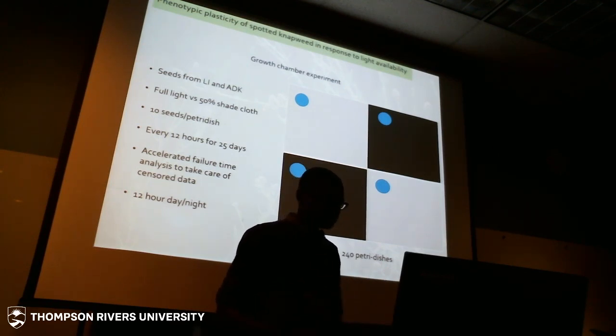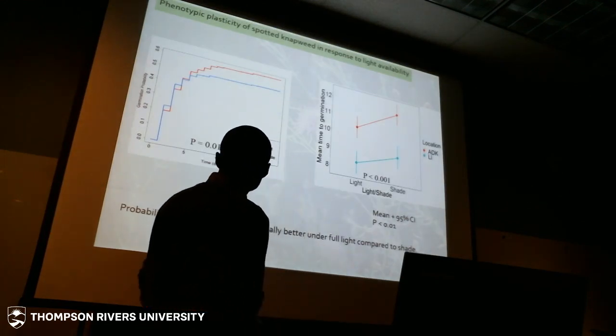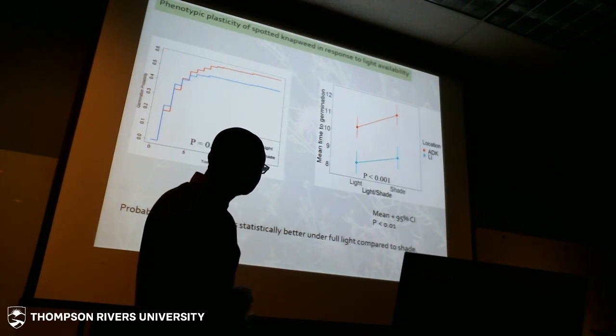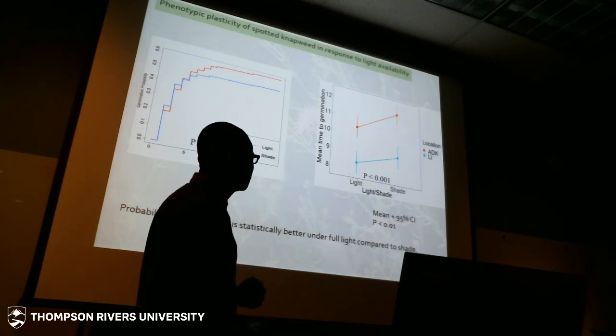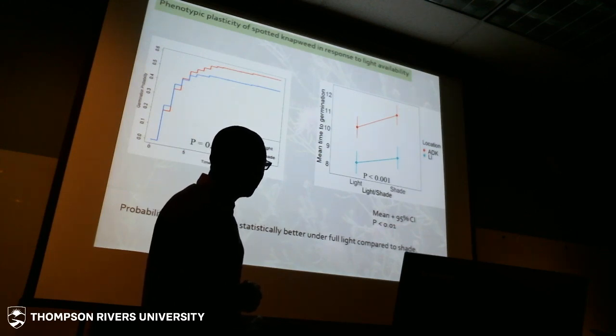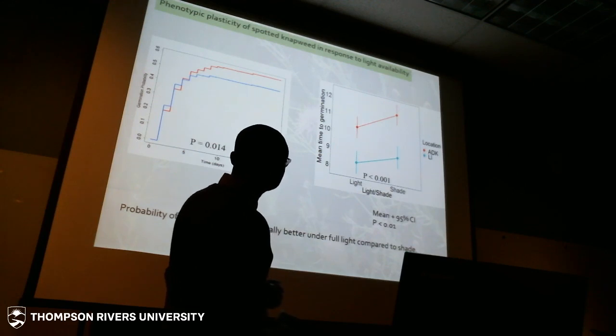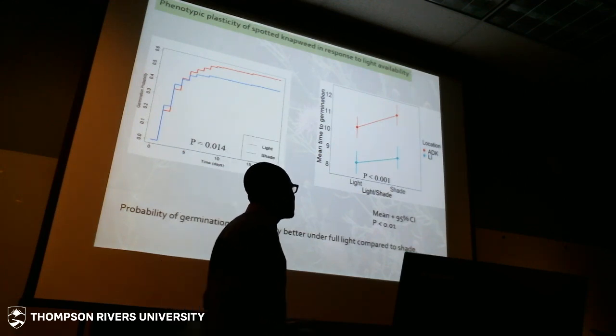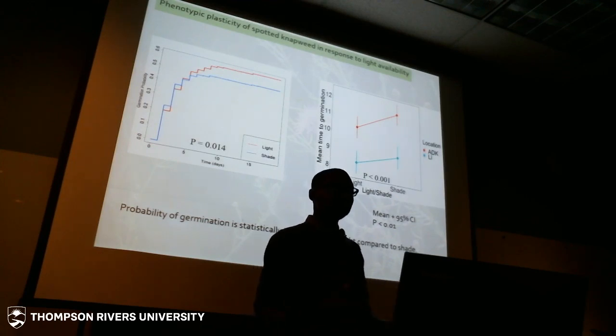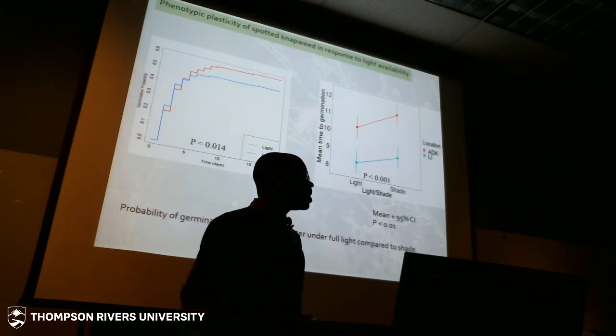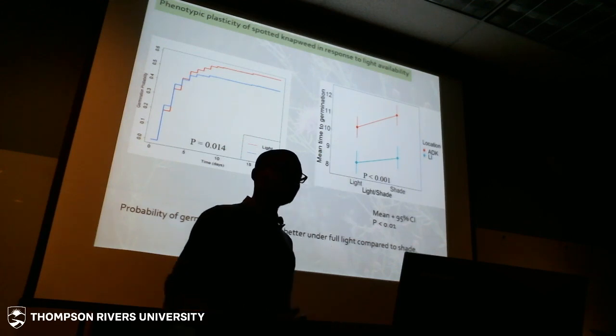I found that the germination probability of spotted knapweed was better under light compared to under the shade cloth. But I also found that there was phenotypic plasticity in response to light availability. The mean time to germination was much higher under shade compared to under light. And in the Adirondacks, the mean time to germination was higher compared to Long Island. This makes sense because the Adirondacks is a very shady location, so seeds from the Adirondacks take a longer time to germinate compared to seeds from Long Island.